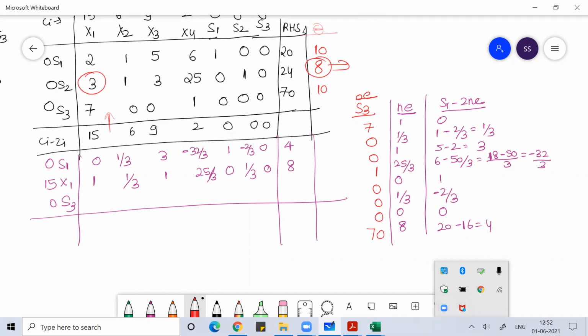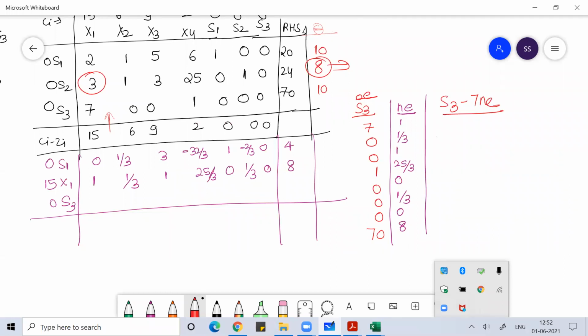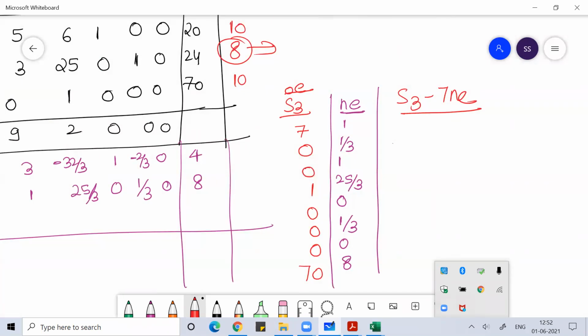Constant here is 7. 7 is your constant. 7 minus 7, 0. Constant here is 7, no? So minus 7 by 3. Okay, minus 7.